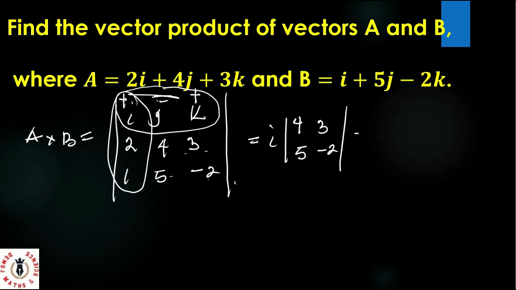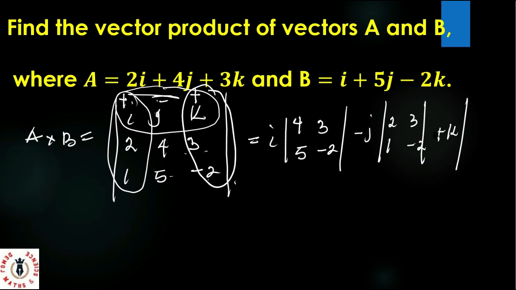Now the next is to pick my j, that will be minus j. Then again, I'll be selecting items that are not on that row and on that column. Those items will be 2, here is 3, here is 1, and here is minus 2, and plus k. Then we'll pick the items again. Here is my k, and those items once again will be 2, 4, 1, and 5.